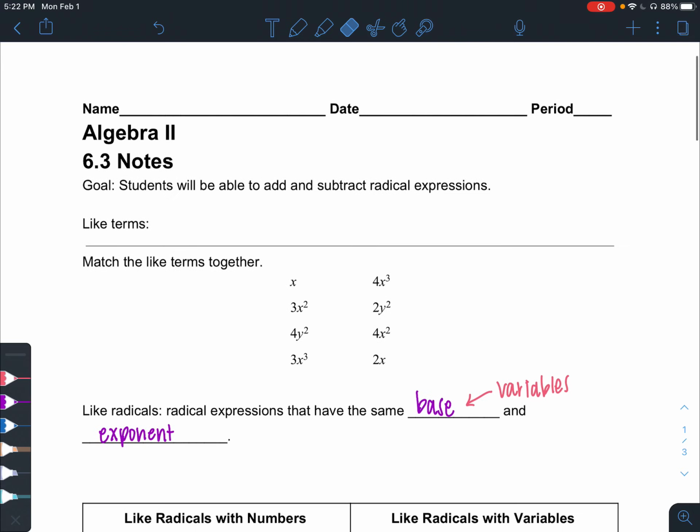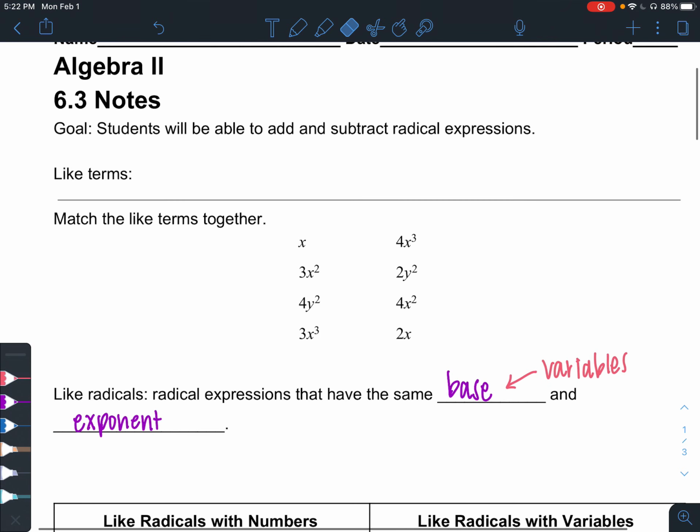Today we're talking about how to add and subtract radical expressions. So take a second and go ahead and try to match these like terms on your own. All right, so you should have said that x goes with x. Well, we can do some fancy ones here. Then we have 3x squared with this 4x squared. 4y squared goes with 2y squared, and 3x to the third goes with 4x to the third.